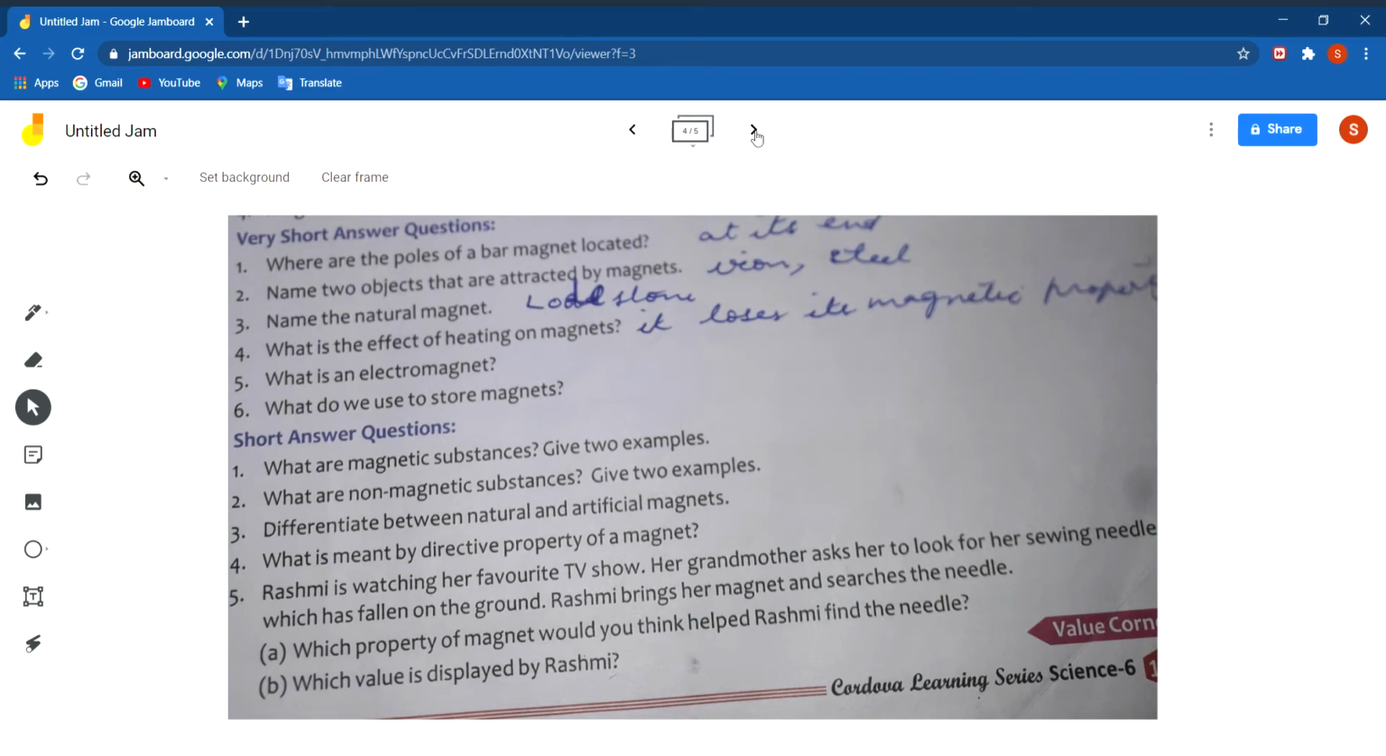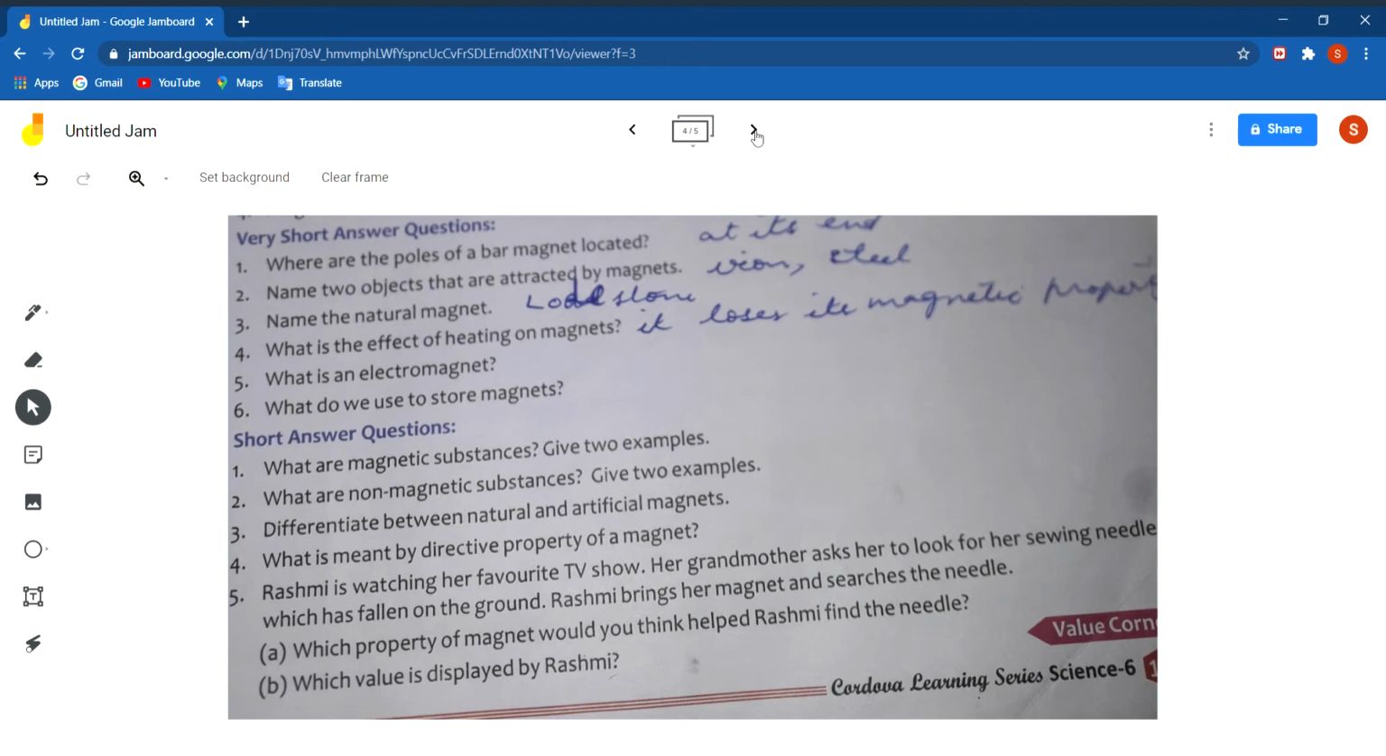Then Rashmi is watching her favorite television show. Her grandmother asks her to look for a sewing needle which has fallen on the ground. Rashmi brings her magnet and searches for the needle. Which property of a magnet would help Rashmi to find the needle? You know needles are made of steel, so they will be attracted by the magnet. So which property of a magnet? It is the attractive property of a magnet which will help Rashmi to find the needle.